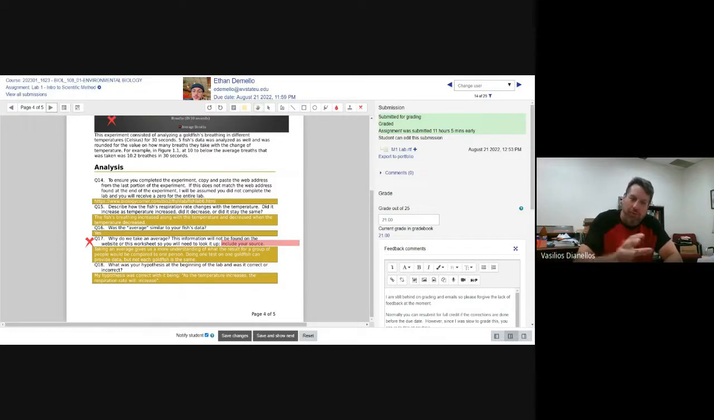Like, here's an article that proves this or supports it. Here's a peer reviewed journal that supports this. So be careful of that throughout the semester. You'll see things that say include your source. So yeah, make sure you do that.